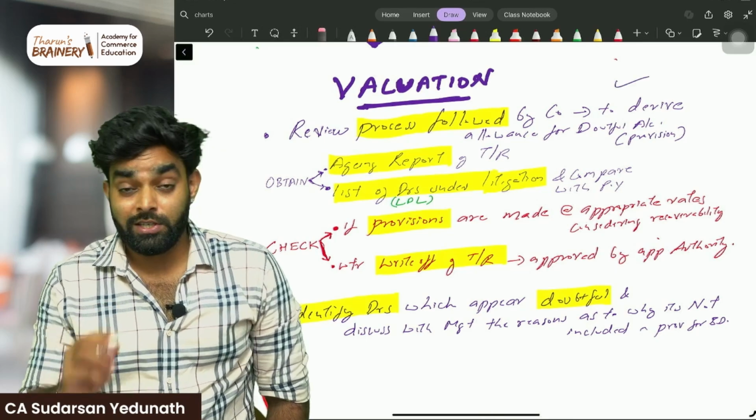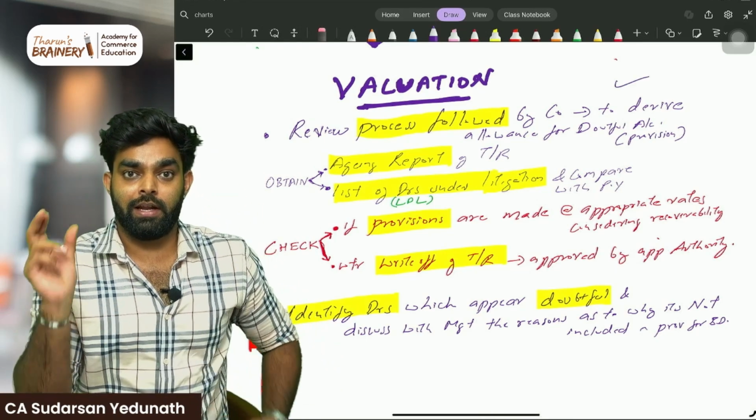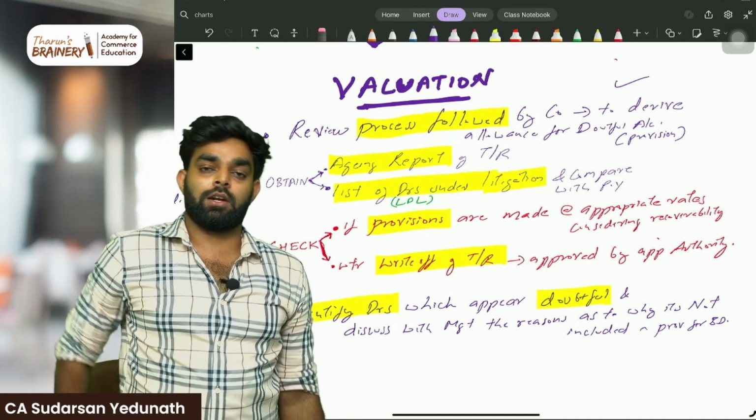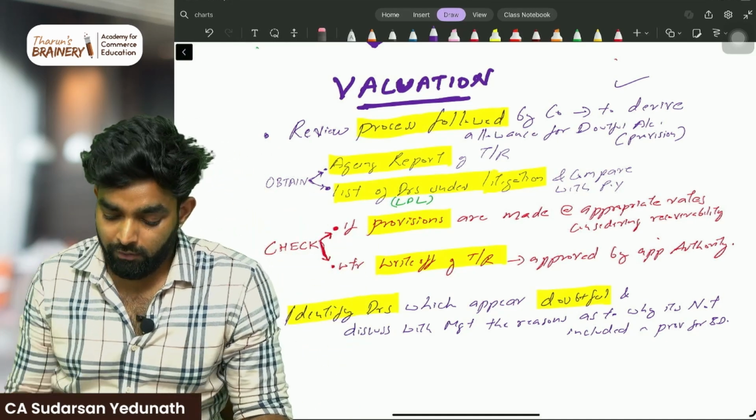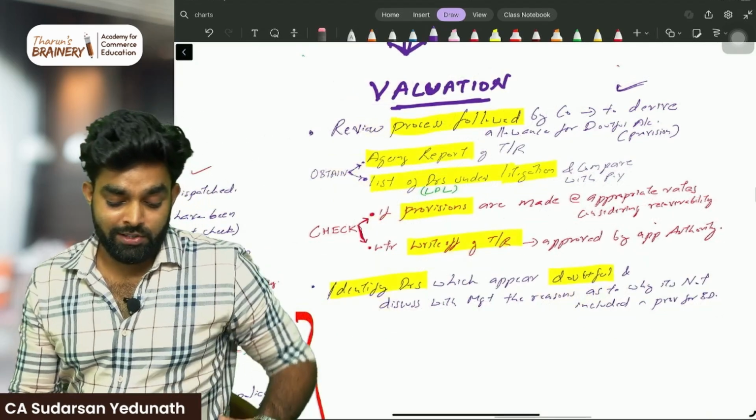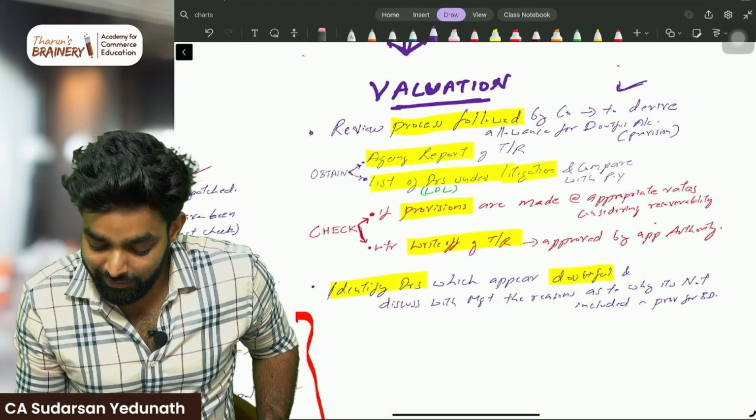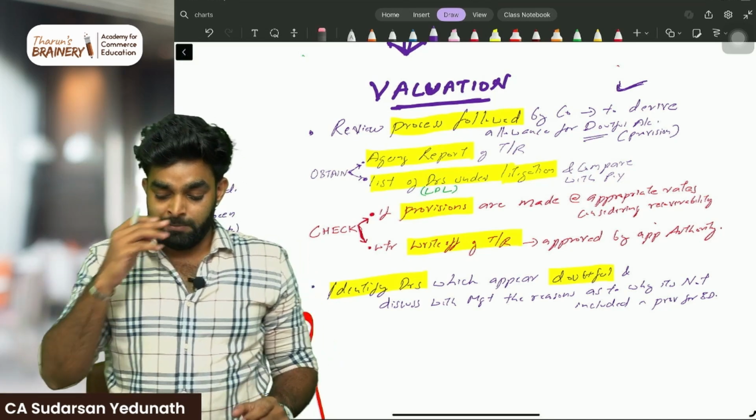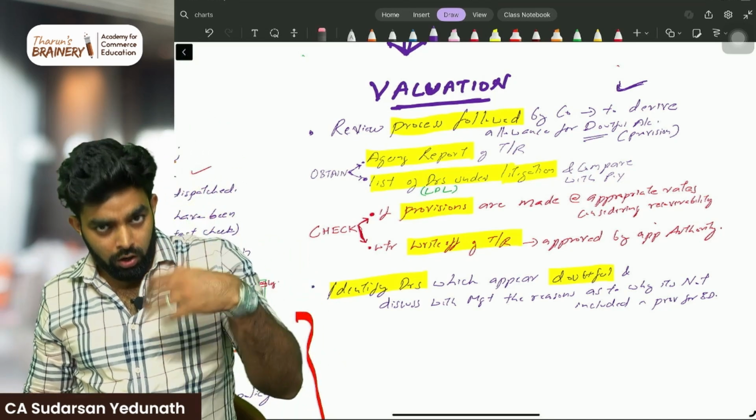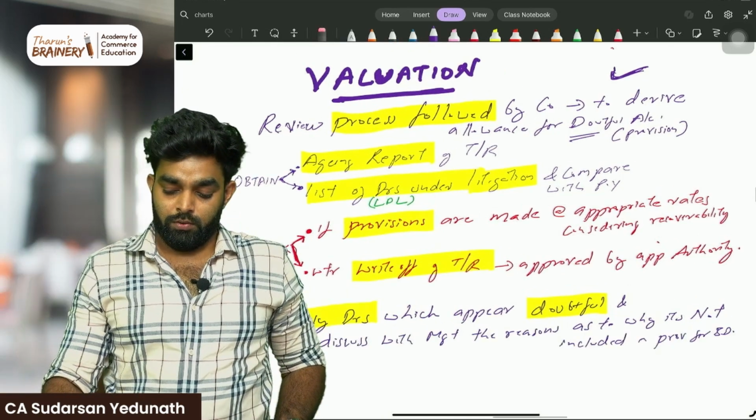Review the process. Valuation means whether that figure, trade payable, trade receivable, the figure will be there, right? 30 crore. Whether that amount is correct or not. How you will check it as an auditor, that is what we call valuation. Okay. Valuation: review the process followed by the company to derive allowance for doubtful debts. Not doubtful debt, the provision. Simple as that. Review the process followed by the company to derive allowance for doubtful accounts.